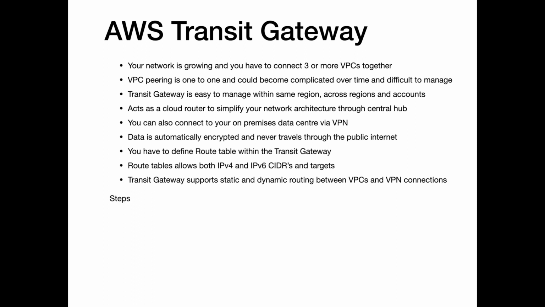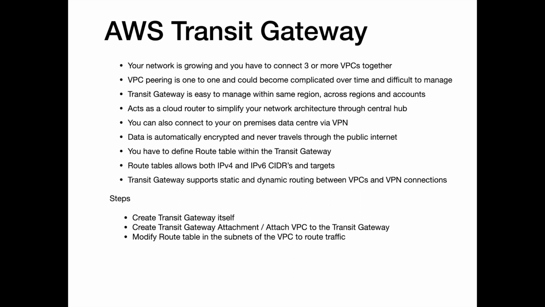The steps to provision a Transit Gateway: first, you create the Transit Gateway itself, and then you create a Transit Gateway attachment. In this process, you attach your VPC to the Transit Gateway, and then you modify route tables in the subnet of the VPC to route traffic. Now it's time to show you the demo.